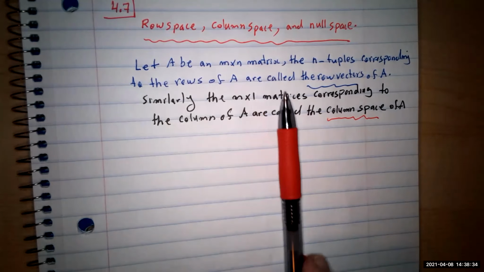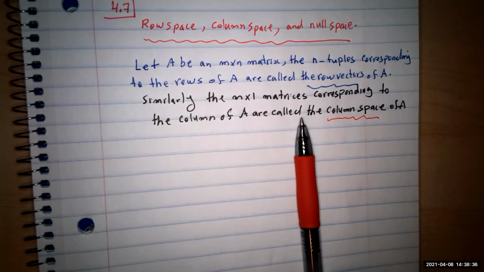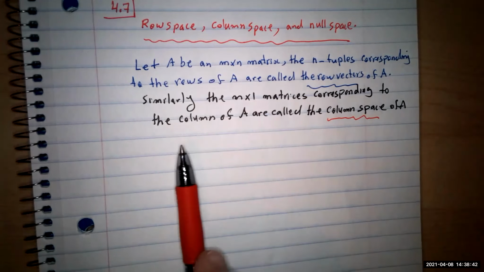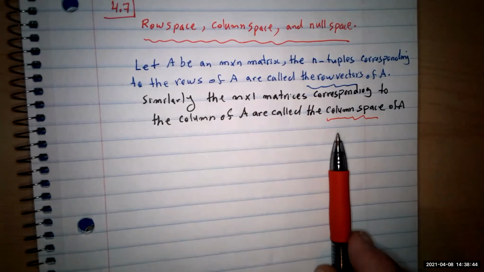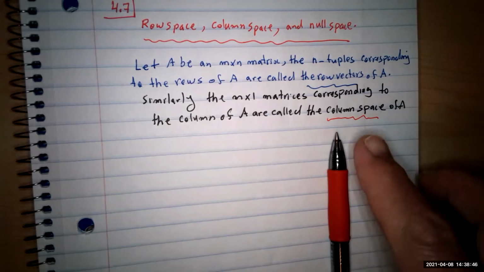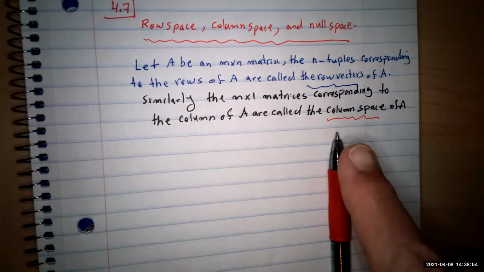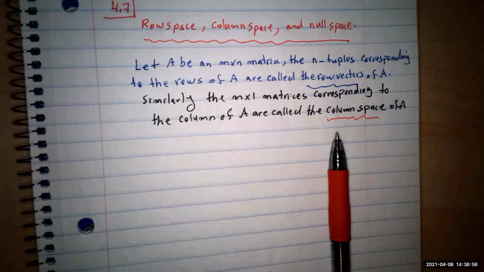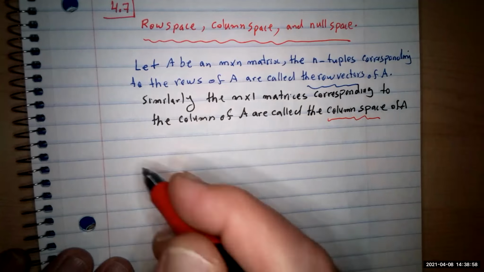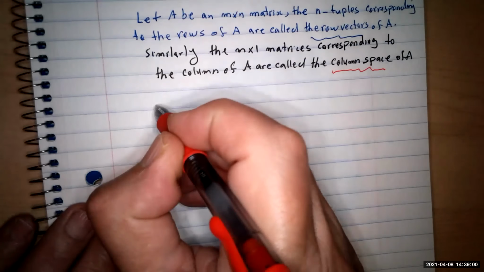The column vectors that we're going to consider, you are going to have m columns, and each has m coordinates, so it's going to be a subspace of Rm. Let me give you one example, and then we create the official format.